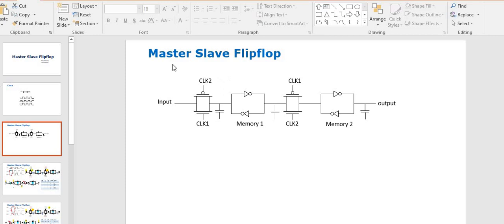This is the circuit diagram of the master slave flip-flop. Here I connected two pass transistors, T1 and T2, and I also use two memories, memory 1 and memory 2. Here we are giving the input signal either low or high. Let us see what will happen in the operation part.